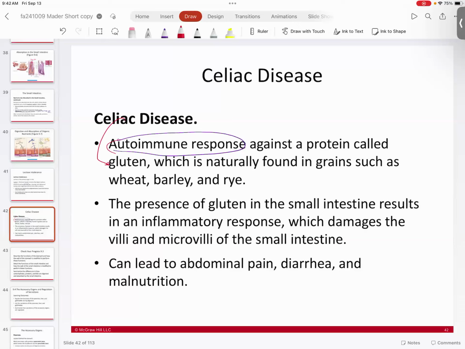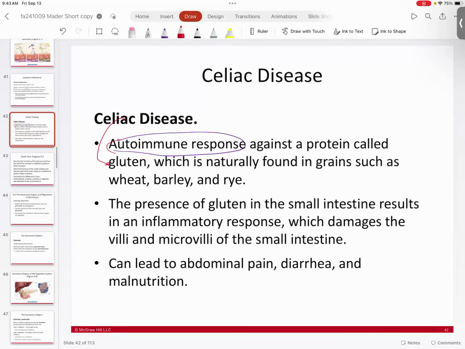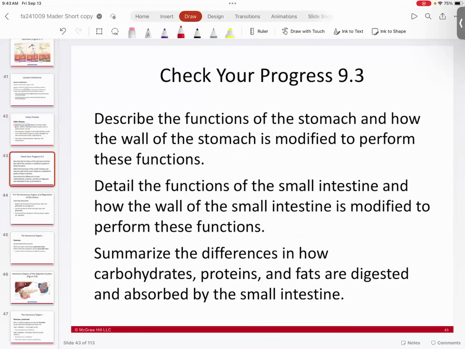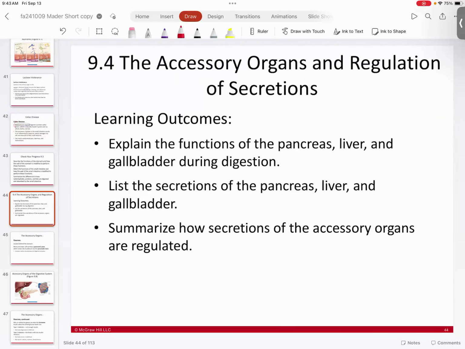For instance, the presence of that gluten inside the digestive system will create an inflammation because your body thinks it's foreign. It's basically trying to reject it. And this could damage the villi, the microvilli. It's this inflammation, not the gluten itself, but your body's response to the gluten that causes the problem. And this could cause a lot of different types of gastrointestinal problems, for instance abdominal pain, diarrhea, malnutrition, gas, things of that nature. Okay.